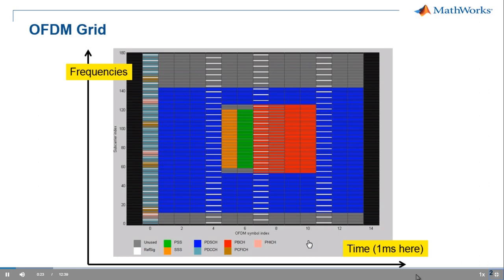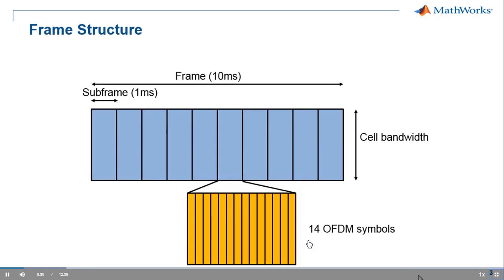This representation of the LTE OFDM grid depicts all the channels that we are going to explain. But before, let's start with a quick refresher of the main LTE signal organization. An LTE signal is organized in frames of 10 milliseconds, each of which includes 10 subframes of 1 millisecond each. Each subframe includes 14 OFDM symbols.